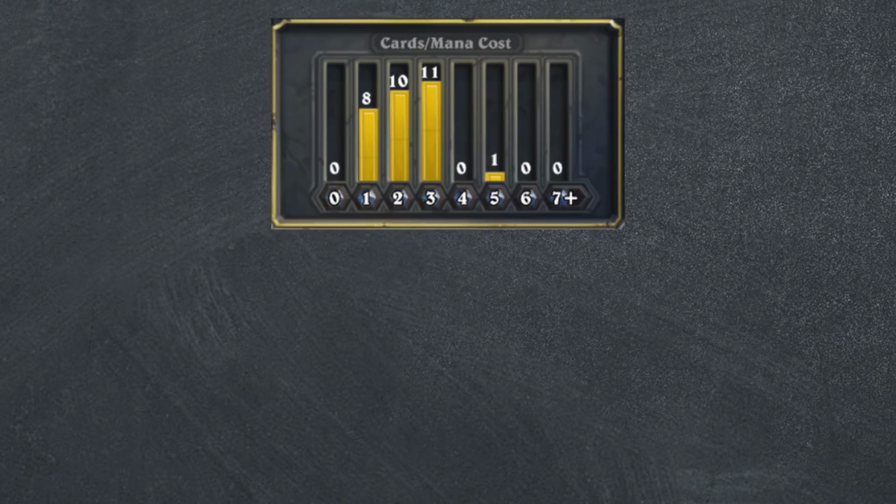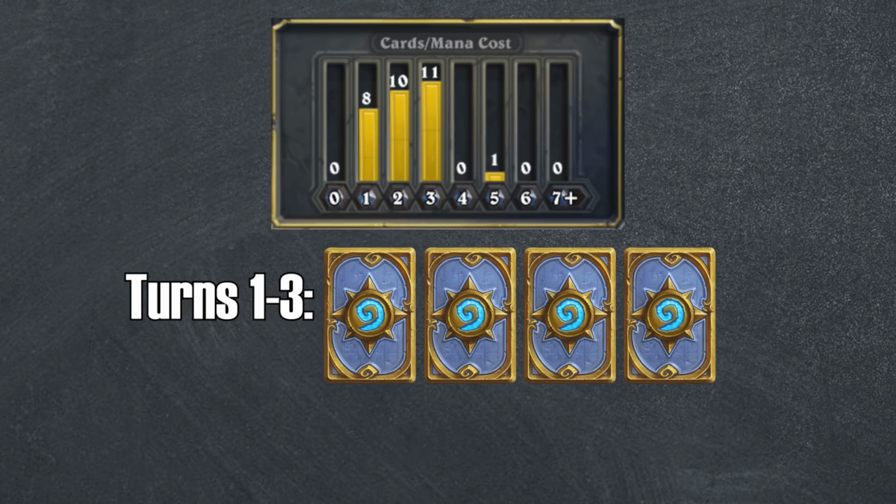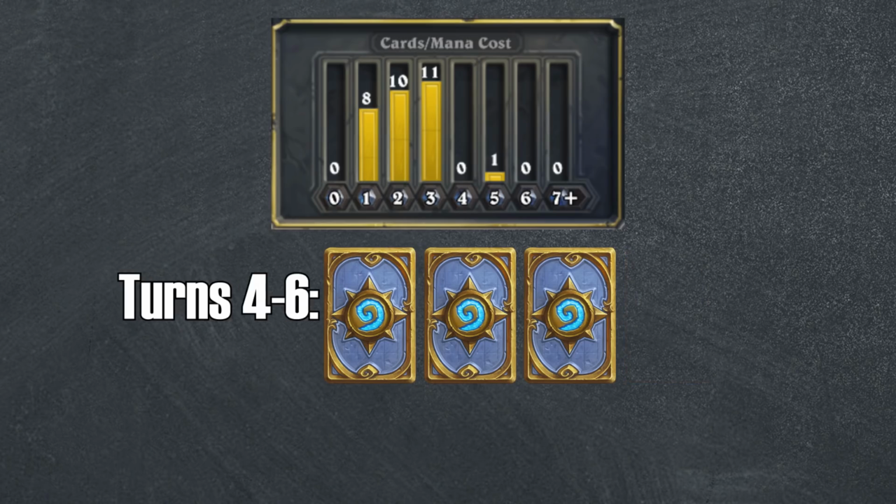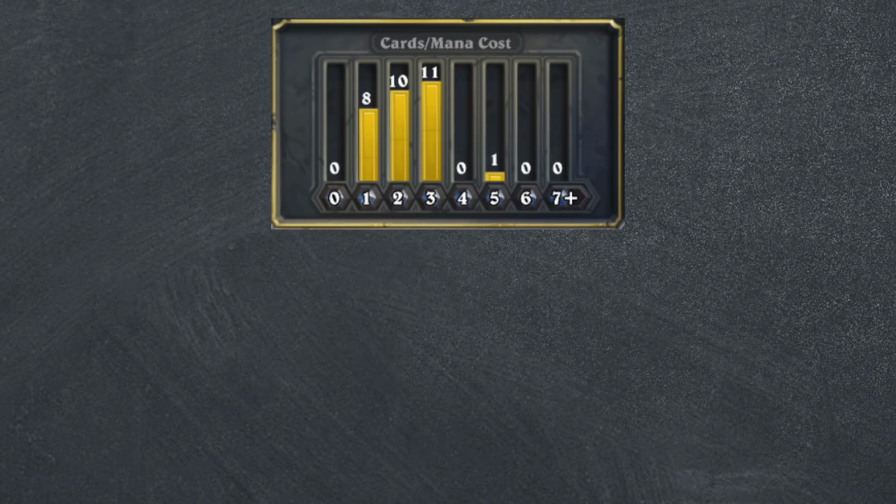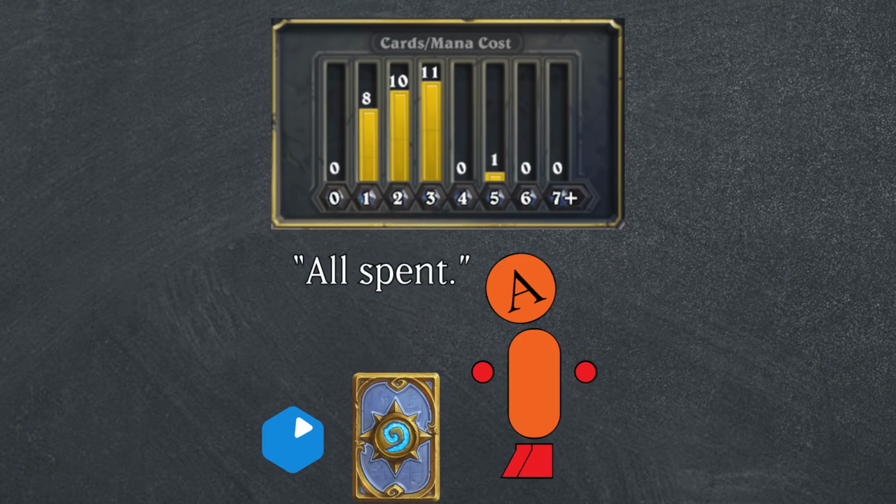With a curve like this, an aggro deck can spend turns 1, 2, and 3 with 4 cards in hand, maybe 3 if they draw too many 1-drops, then spend turns 4 through 6 dropping their hand size to 0. Full investment, without any mana going to waste.